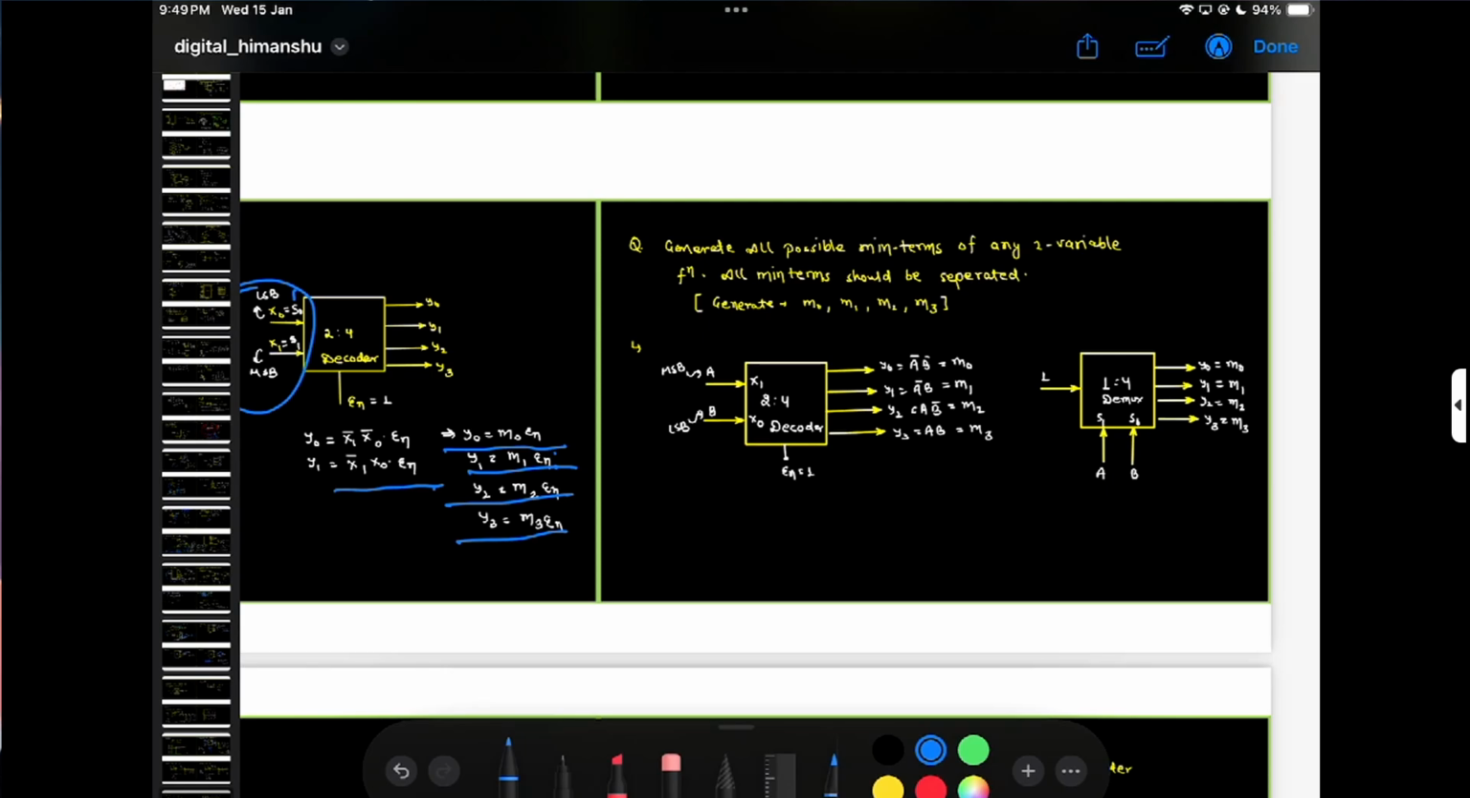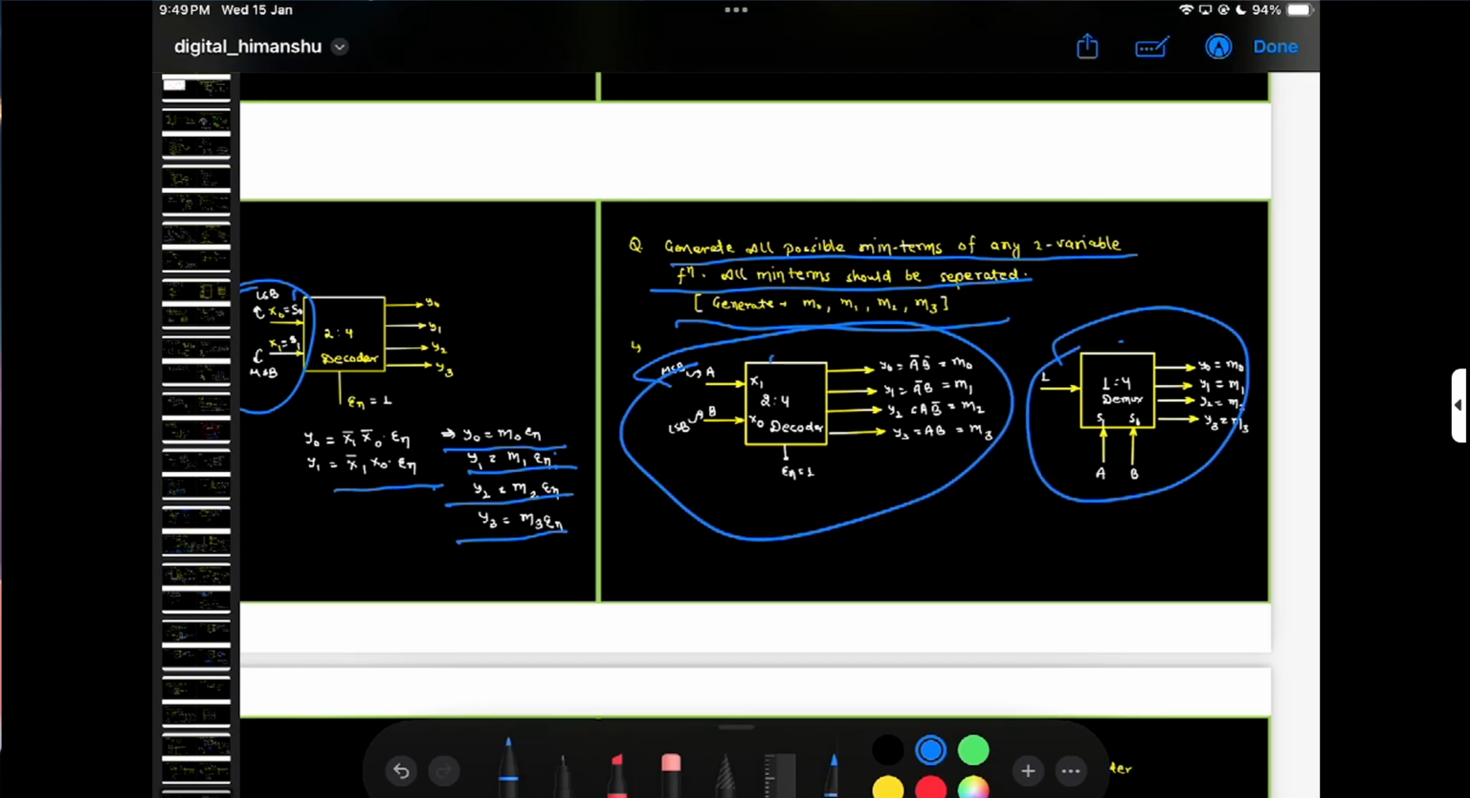Generate all possible min terms of any two variable function. All min terms should be separated: generate m0, m1, m2, m3. So that's the way you can generate them by decoder and demux.